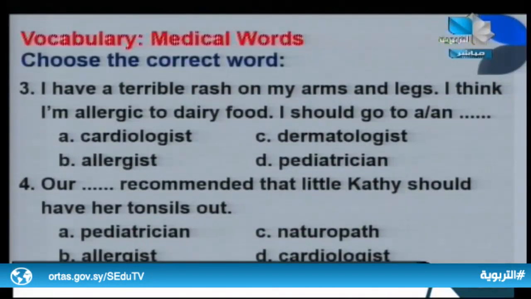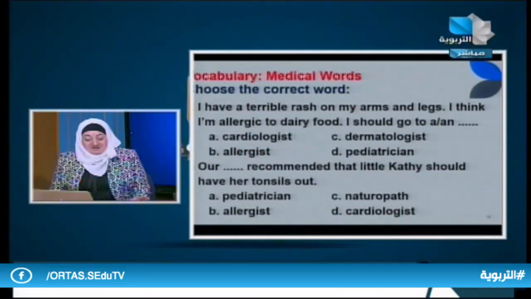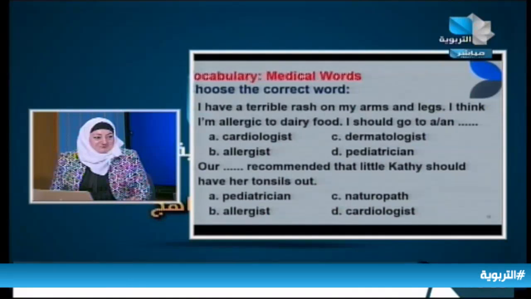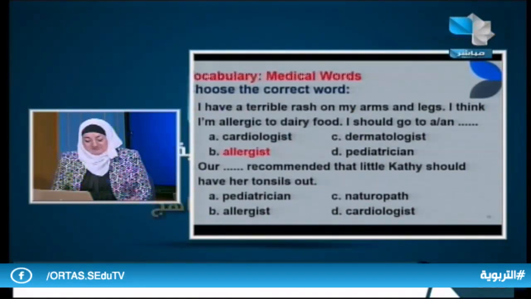Now, Miss Hanan. Here we have: I have a terrible rash on my arms and legs. I think I'm allergic to dairy products. I should go to... I'm talking about a rash, something like inflammation, something that appears on the skin, something red. We are not doctors, but something like this. It's okay. So we have 4 specialists: cardiologist, allergist, dermatologist, or pediatrician. The one who is specialized in allergy should be the allergist, of course. So it should be B. Yes, that's it.